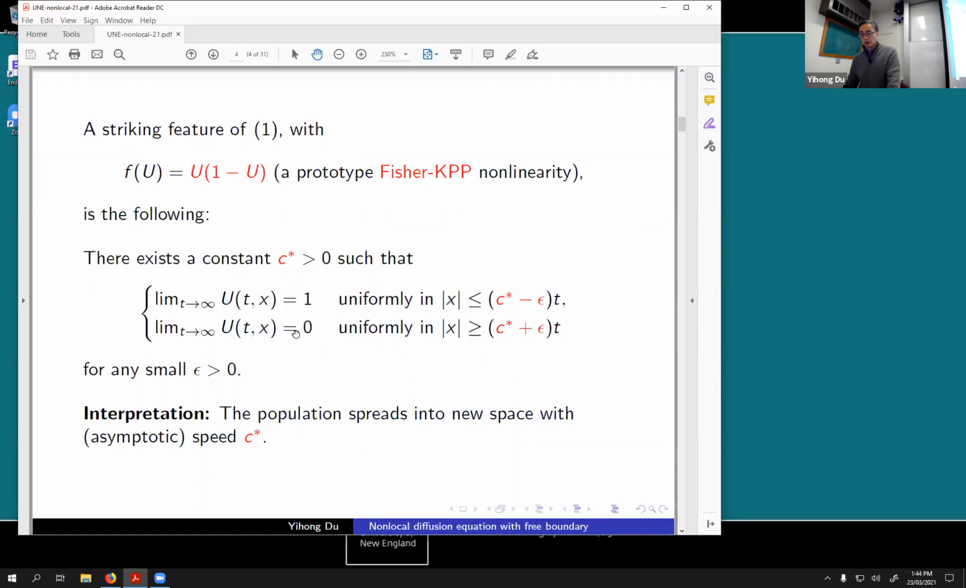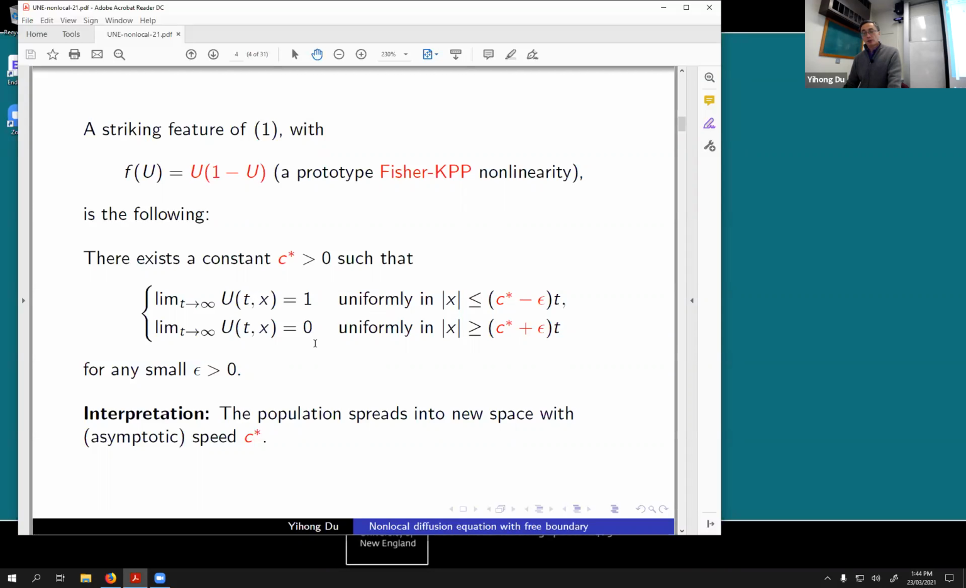And of course, for a rigorous statement, you need to introduce an arbitrarily small epsilon. But this really tells us that, when these phenomena are interpreted in biological terms, the population spreads into new space with the speed C star. You see? So in an interval whose right end is roughly C star times t, inside the population is about 1, outside is about 0.